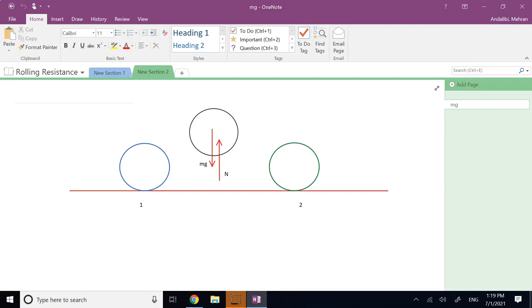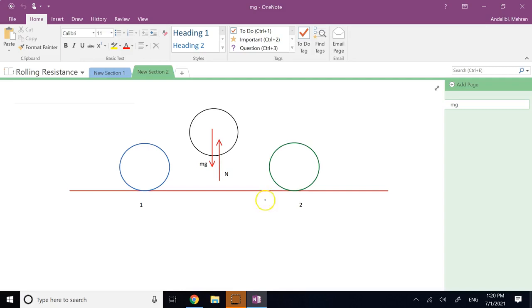But the effect of it is similar to friction. It acts basically opposite to the direction of motion, and it basically converts your mechanical energy into heat, into sound, and it's a non-conservative force.